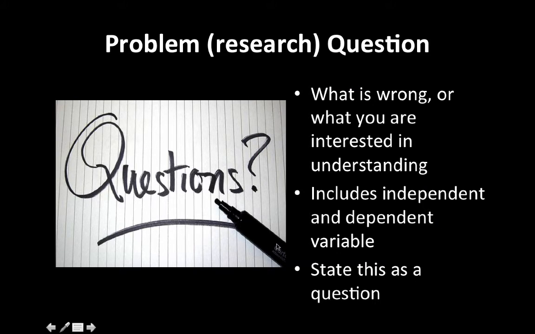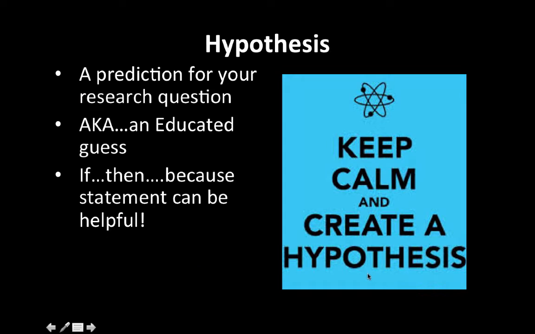Going into each individually, and I'm just going to go through these rather quickly because you'll have an outline to guide you through these parts when you're writing a lab report. But our research question looks at what's wrong, what are you interested in studying. It includes independent and dependent variables, and it always states things as a question. All right, so that's going to be important. Question, phrase it as a question.